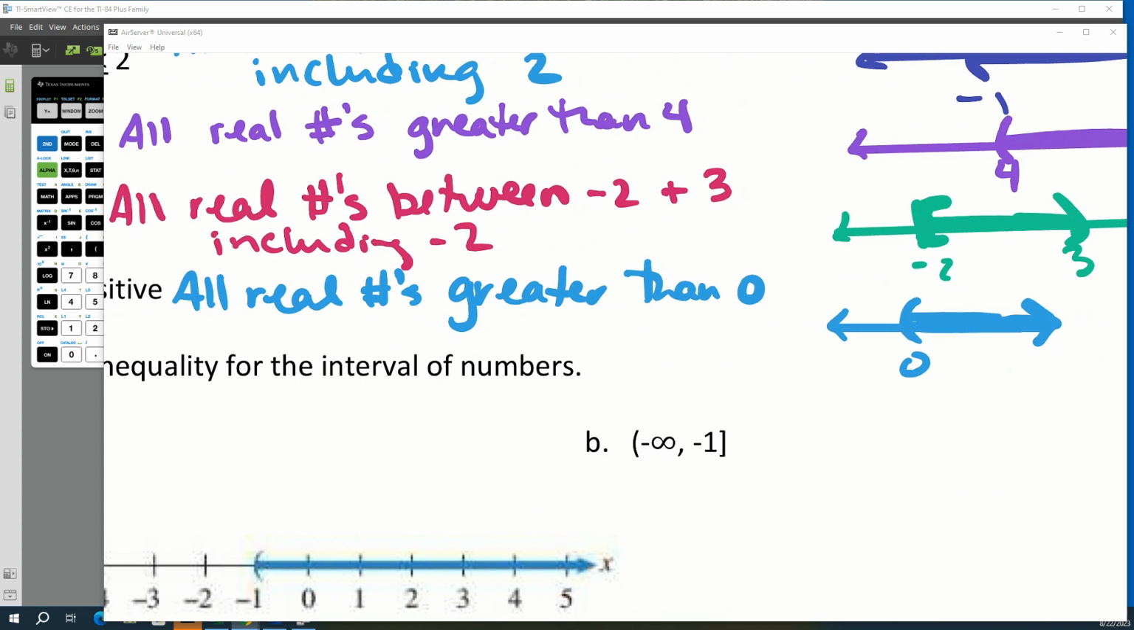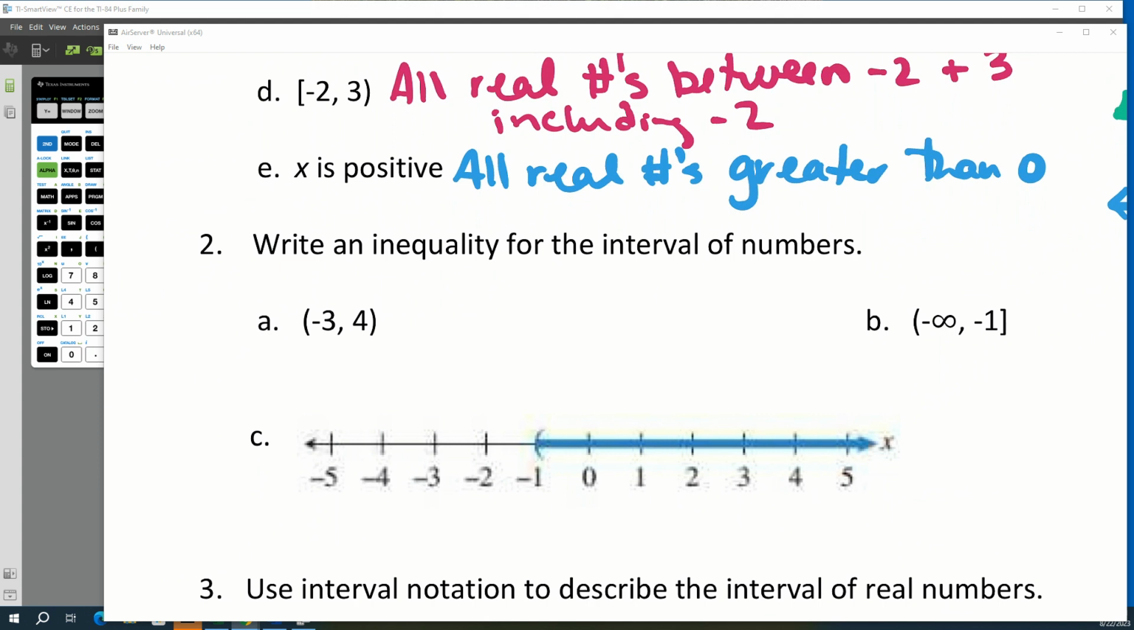So on number 2, we have interval notation. We want to change it to inequality notation. And so this is the numbers between -3 and 4. So we're going to start with -3 less than x less than 4. Do I need an or equal to bar on either one of those numbers? Nope. So that's it.